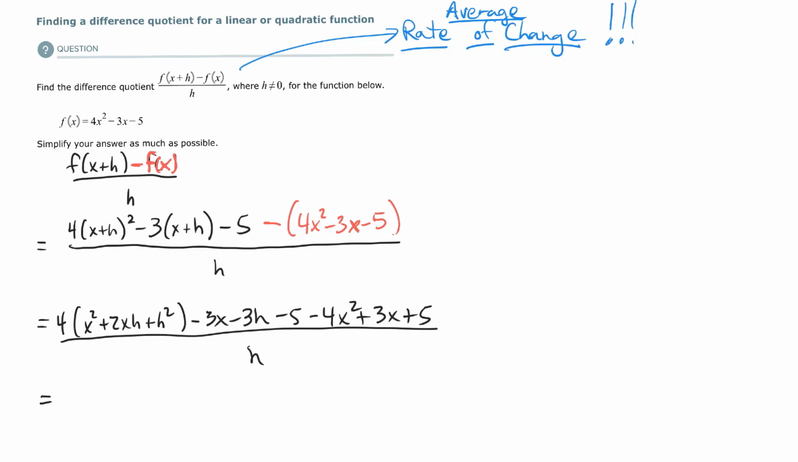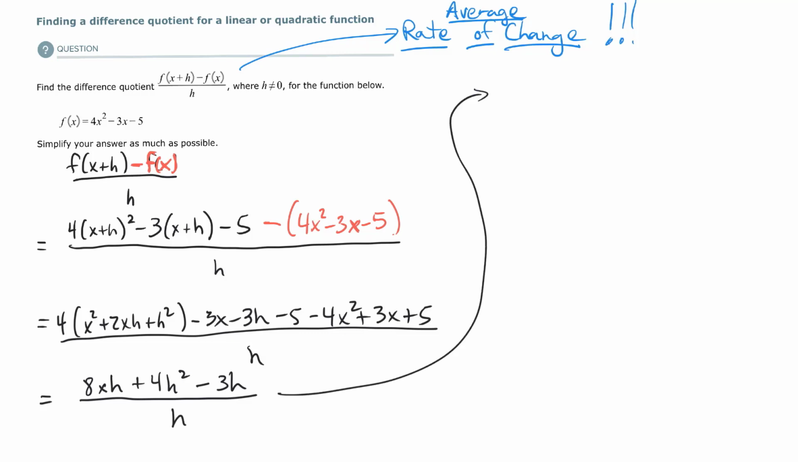Let's see what we have left. The 4x squares cancel out to 0. You do have an 8x times h. You also have a 4h squared. Your negative 3x plus 3x goes to 0. And then you also have a minus 3h. Your negative 5 and 5 add up to be 0 as well. I think that's all of it, and that goes over h.